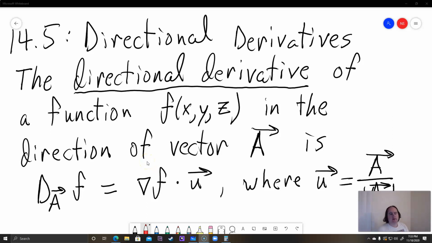Hey students, this is a lecture on section 14.5, which is about directional derivatives. In order for this one to make sense, make sure you've already studied the other topic from 14.5, which is gradient vectors. Okay, so what are directional derivatives?